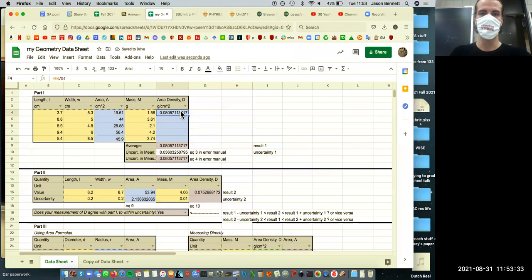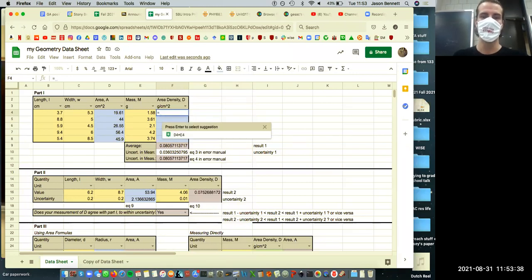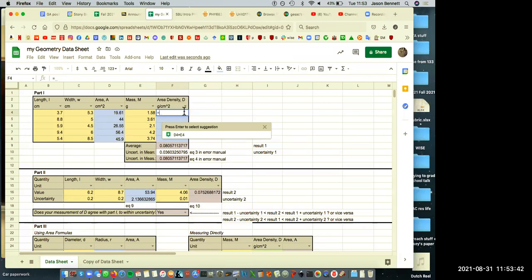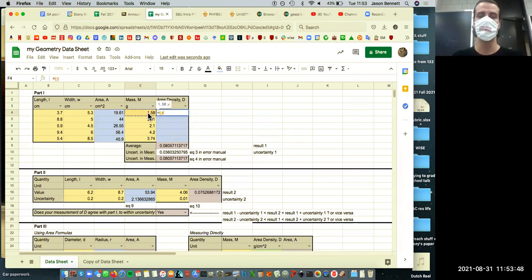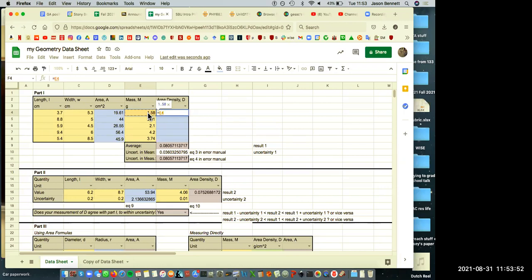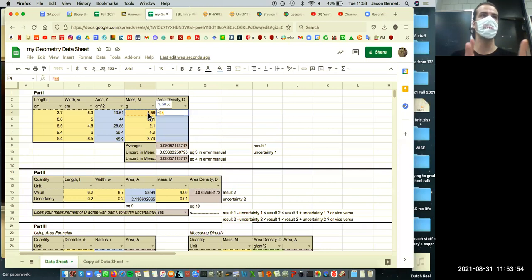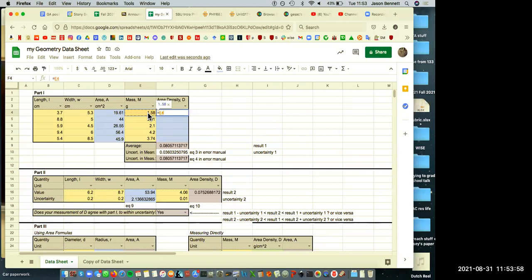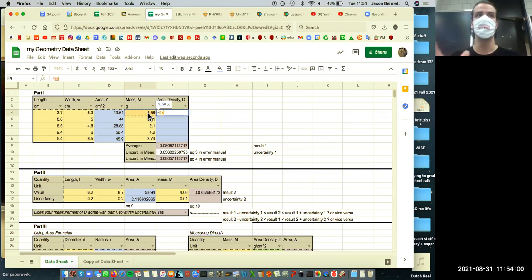If I want the density, which is the mass over the area, I type the equal sign. So I'm in the cell, I type equals, and then I use my mouse and I click. So there's no typing, there's no writing. And in general, you see no calculator. So you do not need to bring a calculator to this lab. You shouldn't be using your phone. You can use your phone to text people, but don't use it for calculating.